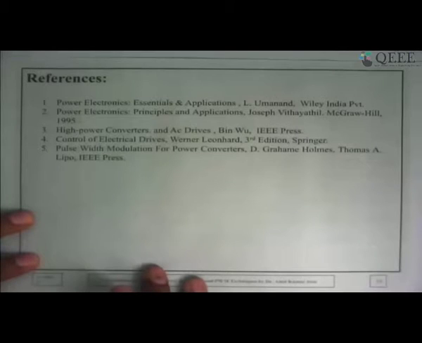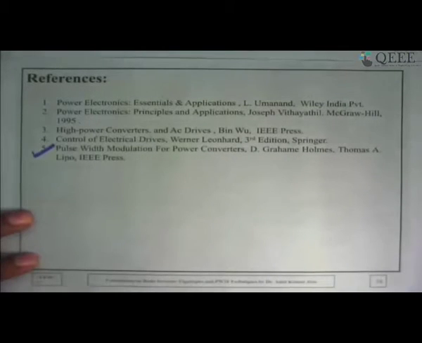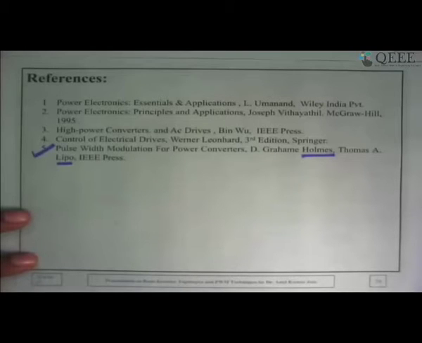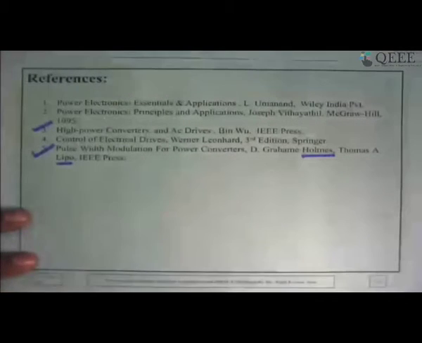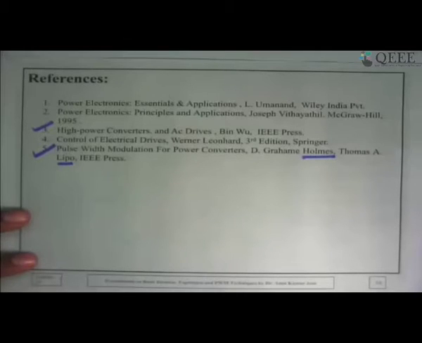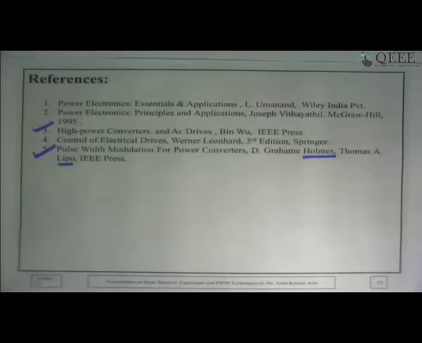I want to share with you some of the books we referred to. If you're interested in PWM techniques, there is a book by Holmes and Lipo, Pulse Width Modulation for Power Converters. If somebody is interested in high power converters, there is a fantastic book by Bin Wu. These are some of the books you should read to understand the depths of pulse width modulation techniques.